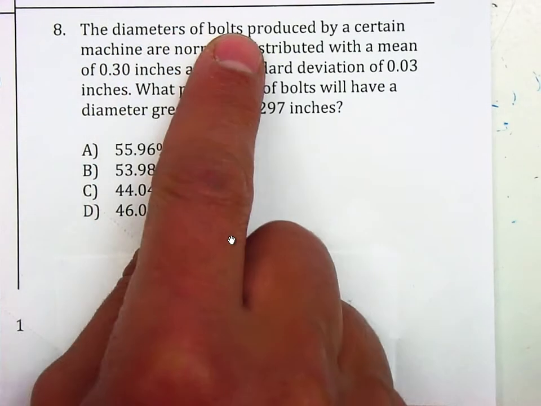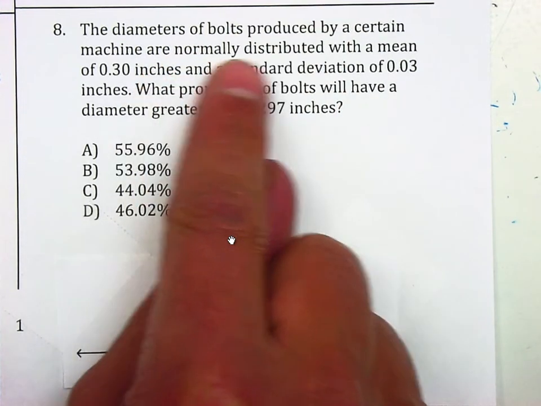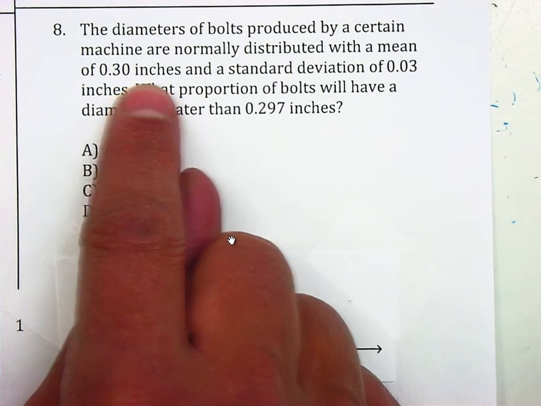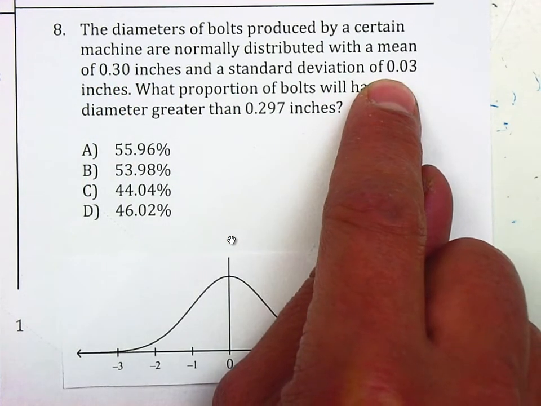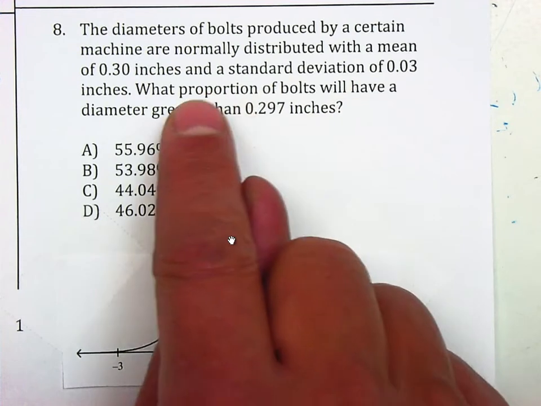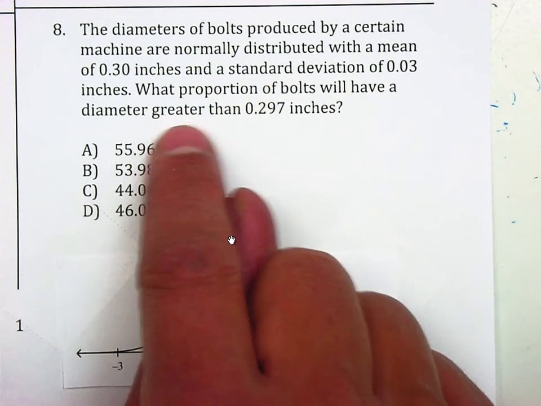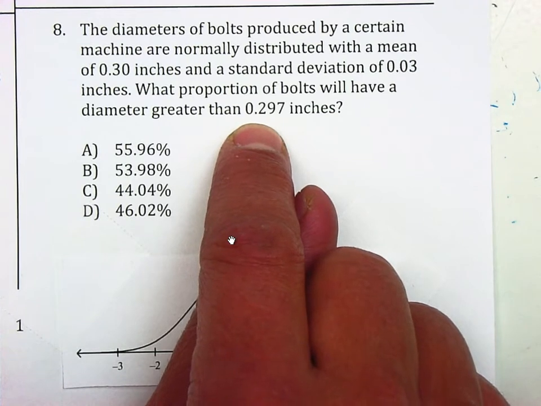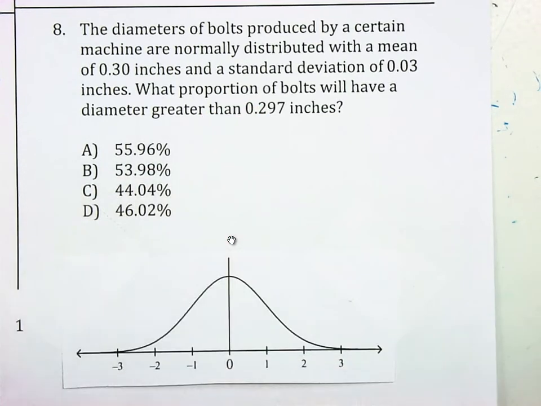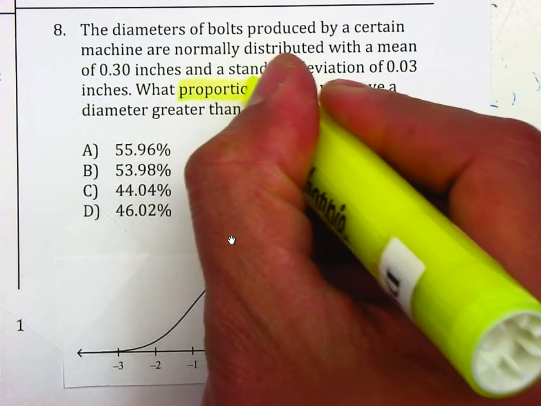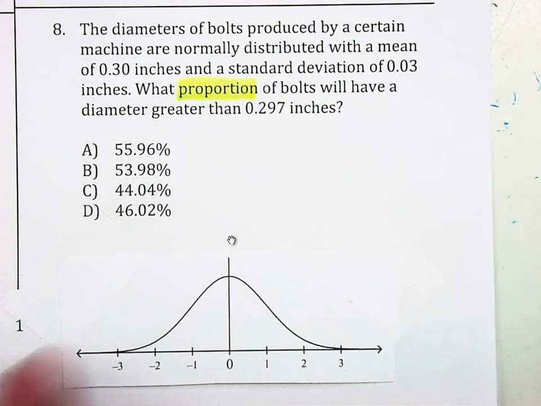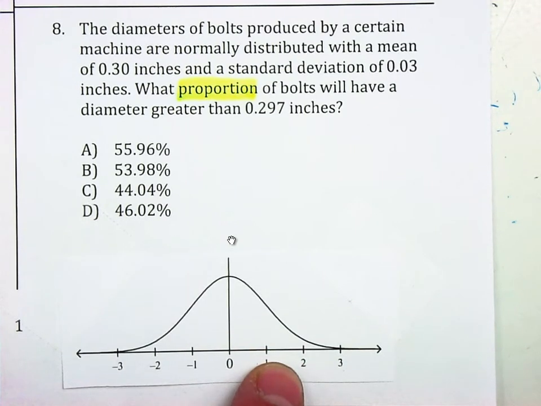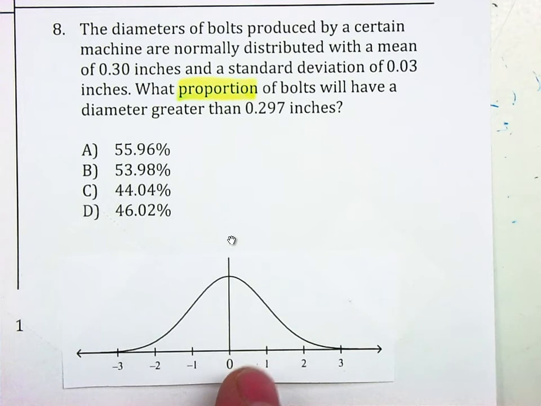The diameters of bolts produced by a certain machine are normally distributed with a mean of 0.30 inches and a standard deviation of 0.03 inches. What proportion of bolts will have a diameter greater than 0.297 inches? So remember that whenever they're asking you for a proportion, you're looking for a percentage. And because you probably will not get any of the standard deviations, you're going to have to use your z formula, so you can look up your z score in your chart.